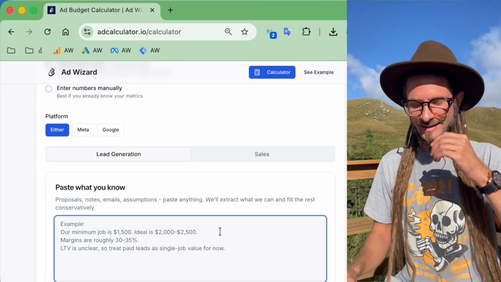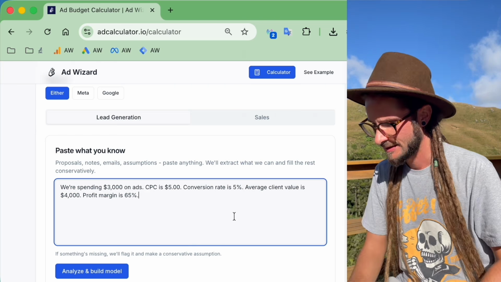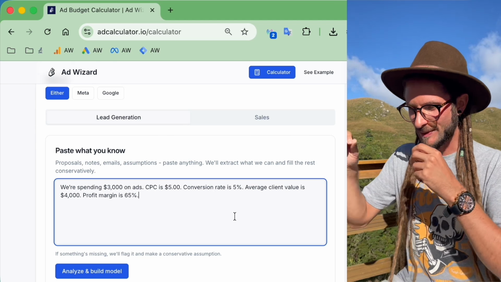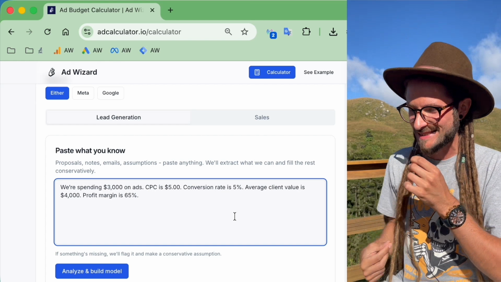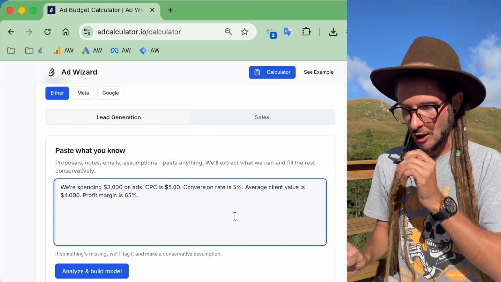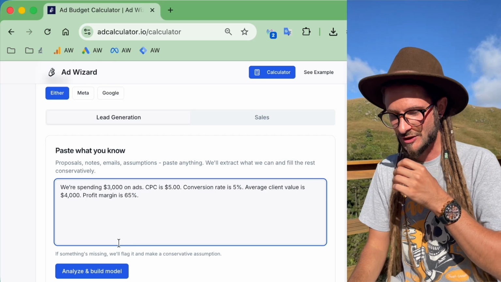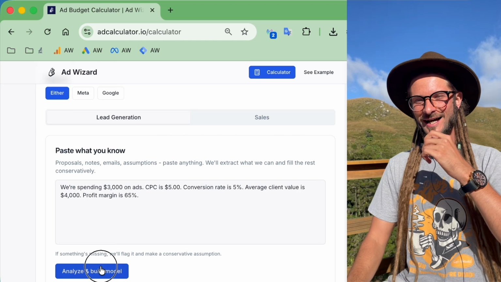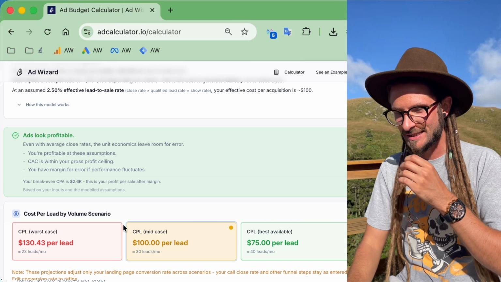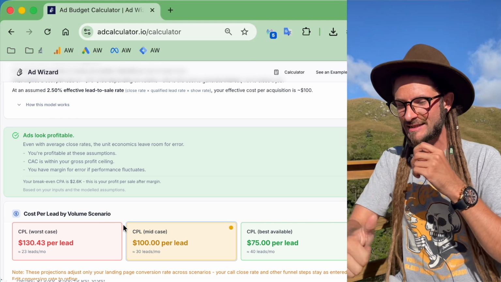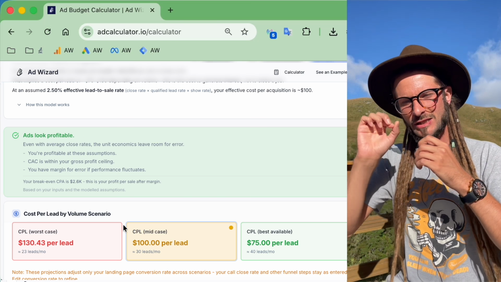Now let's look at another example, guys. High ticket leads. We're spending $3,000 on ads and cost per click is $5 and the conversion rate is 5%. The average client value is $4,000 with the profit margin being 65%. What does the ad calculator tell us? The ads could work great, okay? And this is what it's saying here. It's giving us the green tick of approval that this looks like very strong unit economics.